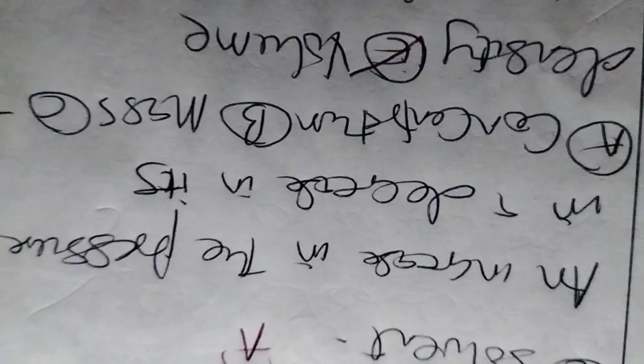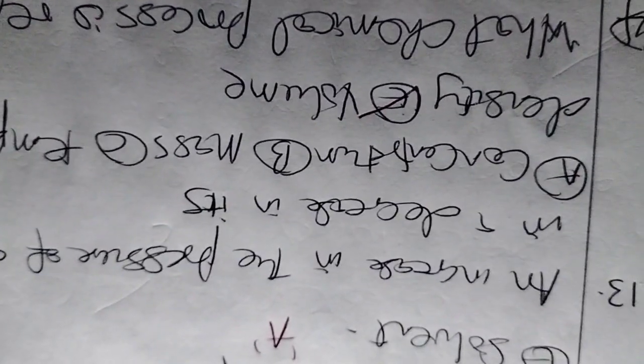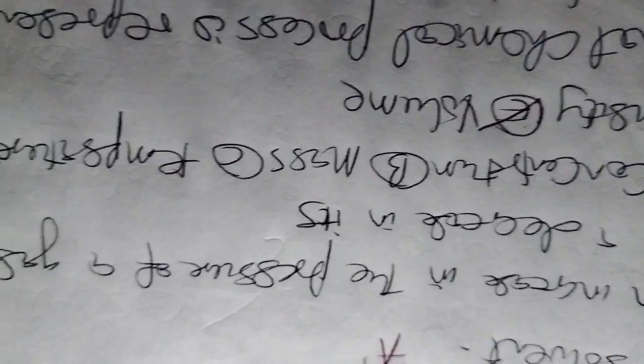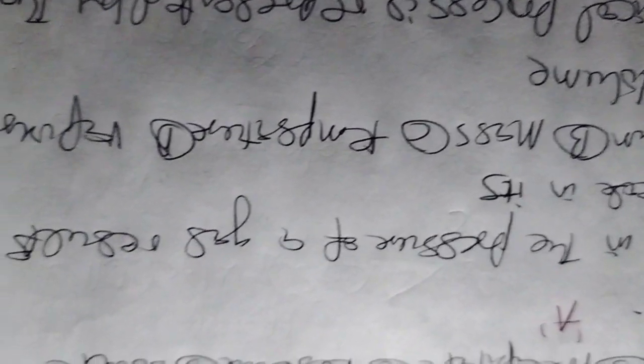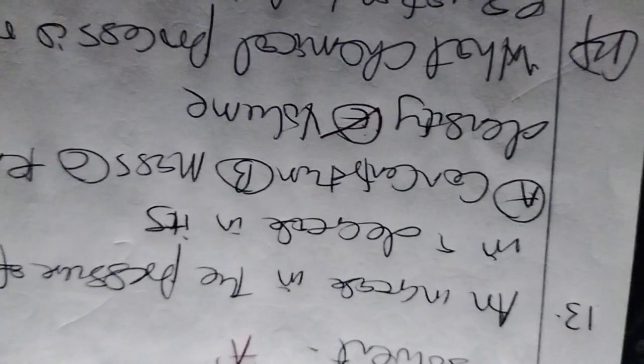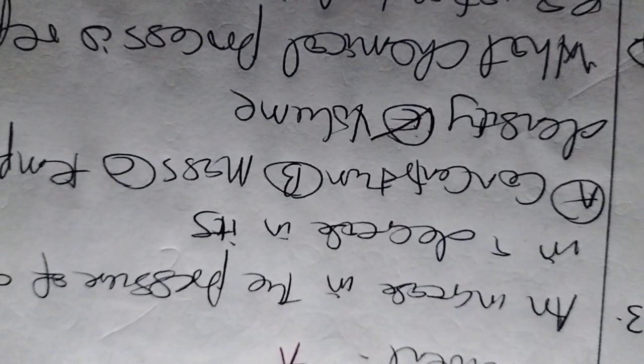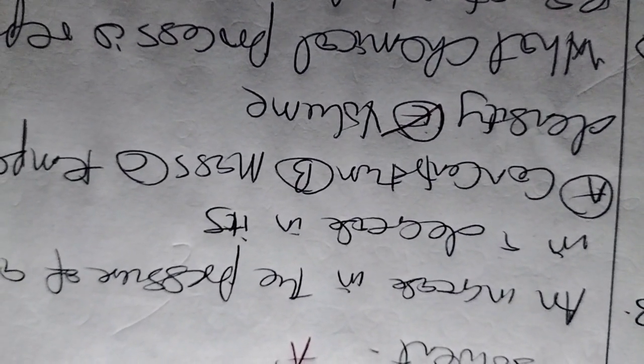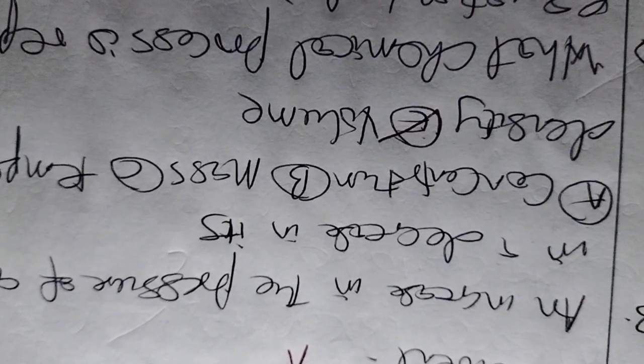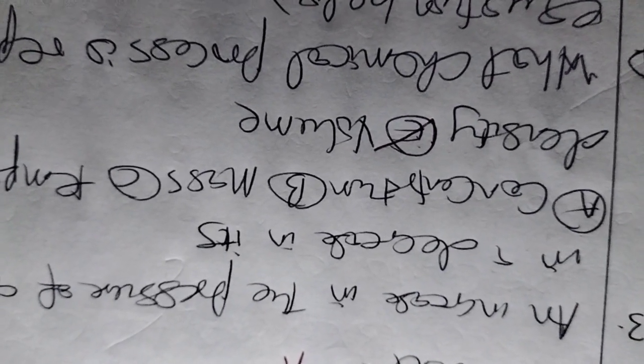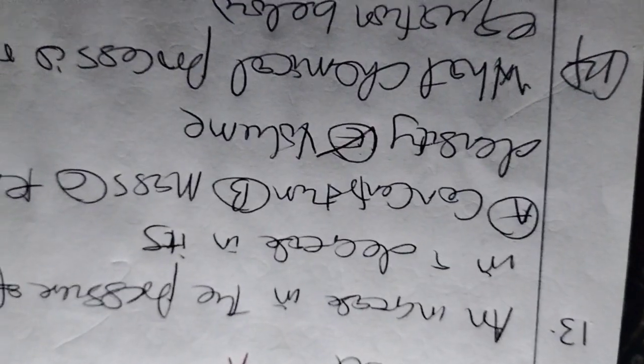Number 13 says an increase in the pressure of a gas results in a decrease in its A, concentration, B, mass, C, temperature, D, vapor density, and E, volume. The answer is volume because according to Boyle's law, pressure varies inversely as volume. So if you increase pressure, the volume will decrease. So 13 is E.